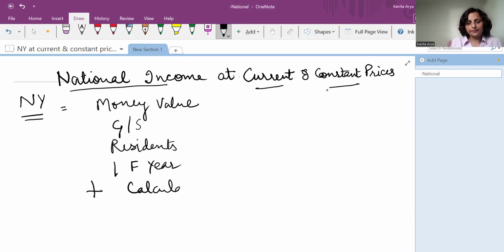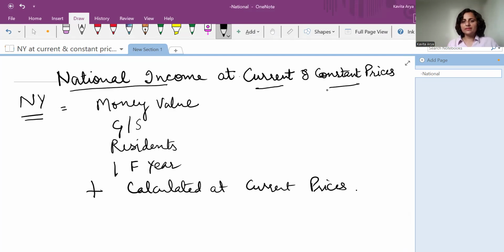calculated at current prices. Calculated at current prices means that if there is some production happening today and we are measuring the production at today's prices, that would be current year prices. If we are trying to measure it at some previous prices, that would be some other concept. So here it is today's production at today's prices or this year's prices, right?